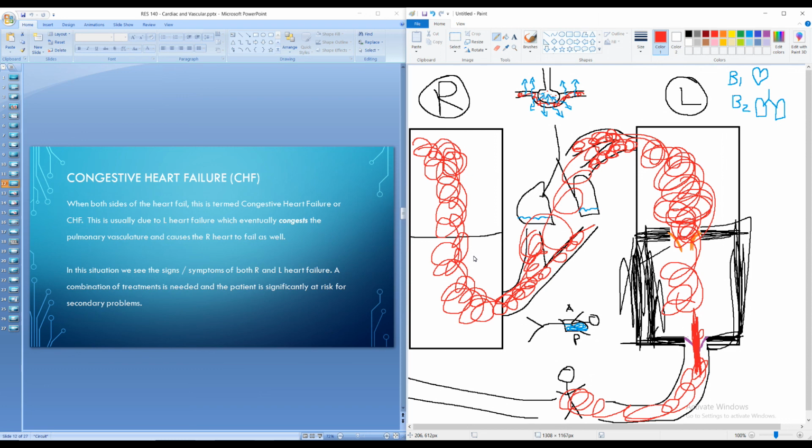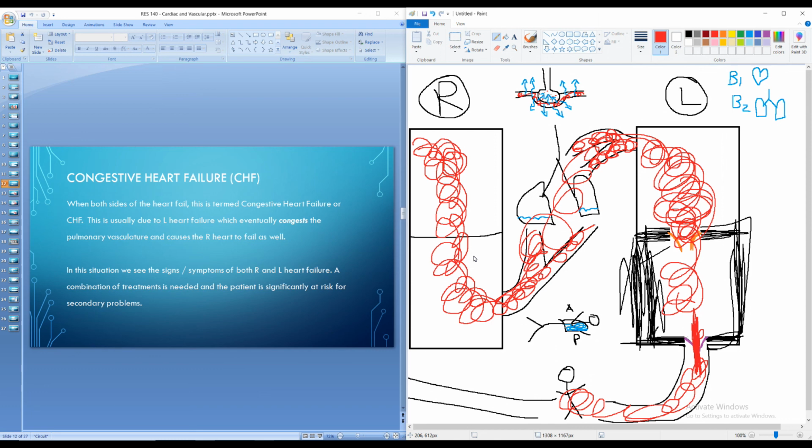So hopefully that kind of clarifies CHF versus left and right heart failure. CHF is typically from the left side failing. It starts out as left heart failure, and eventually it just gets so bad that it ends up blowing out the right side of the heart, and the right side fails as well.